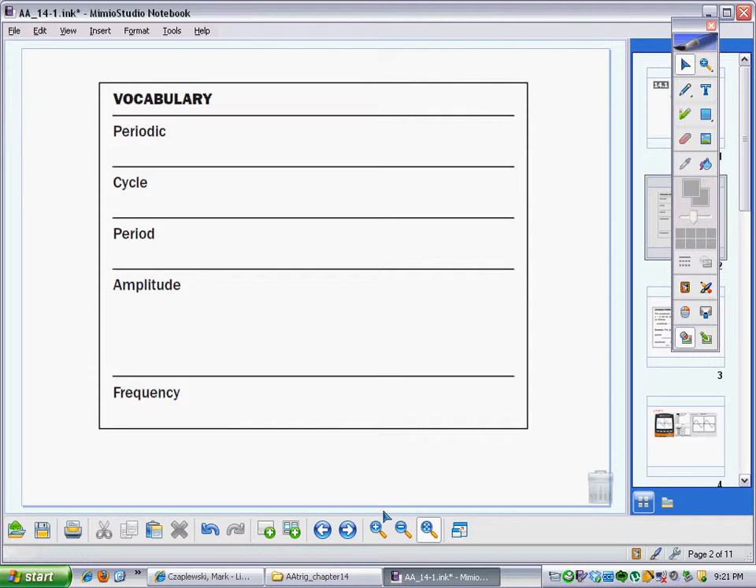I'm going to start with the definition of periodic. Periodic is what each of these functions are. It means that the graph has a repeating pattern. So any type of function that's a trig function, they're all periodic graphs. So I guess the best way to define periodic is a graph with a repeating pattern.